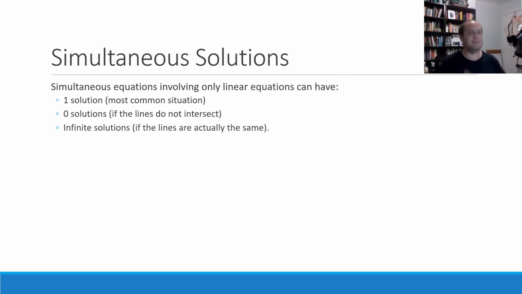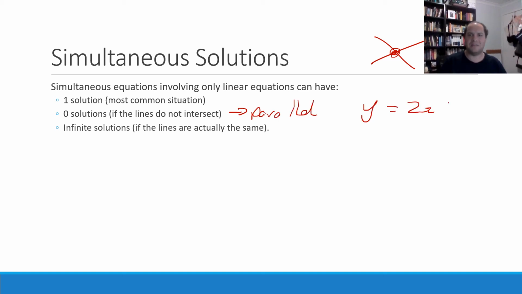Now, a couple of things to note. Simultaneous equations can have one solution. That's what's going to happen most of the time: as we saw, two lines cross, and there's only one intersection point. There could be 0 solutions if the lines do not intersect, which means if they're parallel. So if we've got y equals 2x plus 3 and y equals 2x minus 5, those lines have the same gradient, they're parallel, they're not going to cross. So they're not going to have any simultaneous solution.